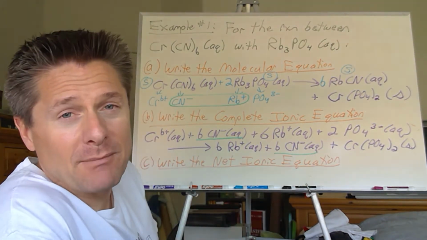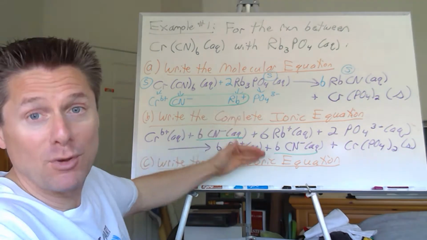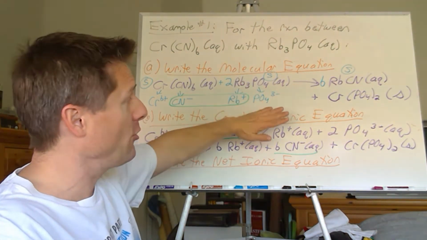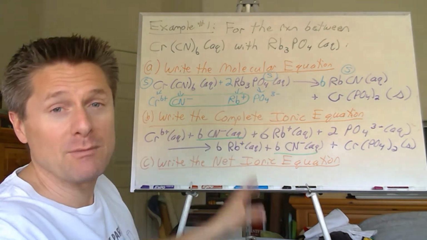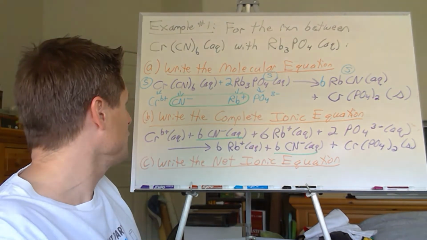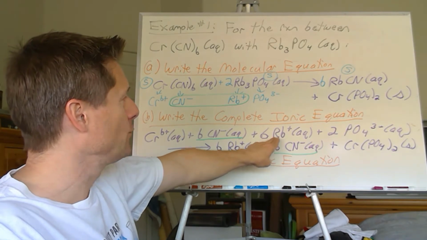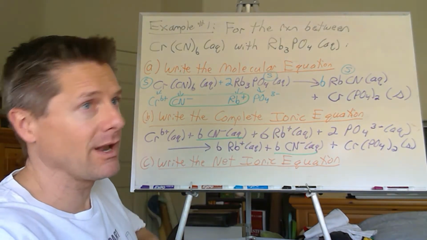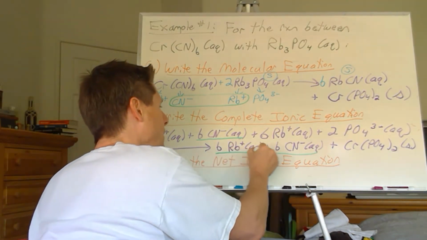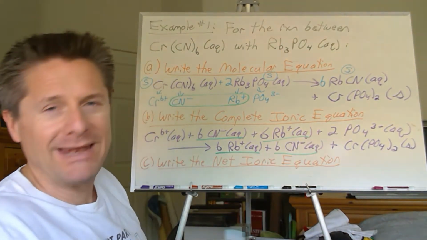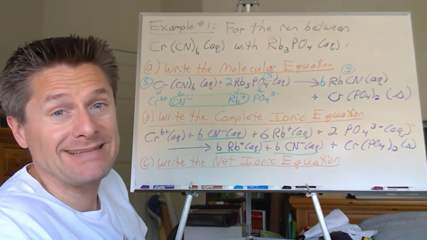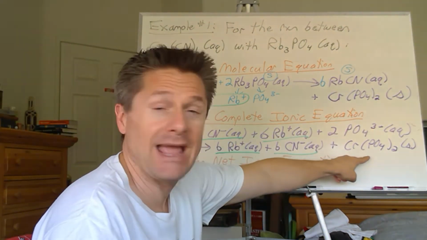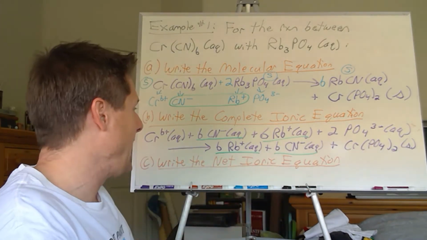I like to underline my spectator ions to remind myself what to remove when I go to the net ionic. So the complete ionic equation, you just copy, paste, and remove what's underlined. I see 6 rubidium plus 1 ions in the aqueous state on the left. I see 6 rubidium plus 1 ions on the right-hand side. So the rubidium ions and the cyanide ions are my spectator ions. I see two phosphate ions on the left, but they're tied up in the solid, so the phosphate ions react.